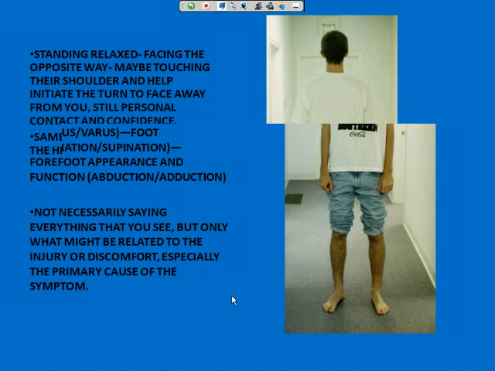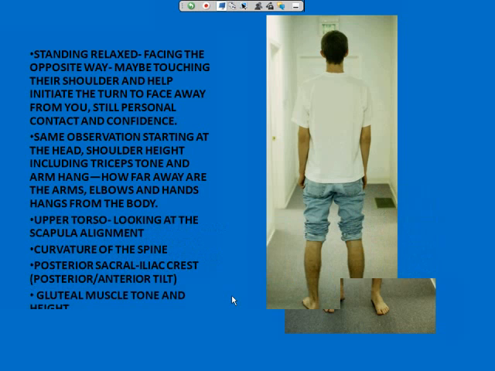Standing, then I'm going to have him move around, and I want to see posteriorly, standing relaxed, facing the opposite way. And maybe in this contact, you're touching their shoulder, helping to initiate the turn to face away from you. Still personal contact and confidence. Same observation starting at the head as you did looking at him in the front view. Shoulder height, including tricep tone and arm swing. So I'm looking at elbow height here.